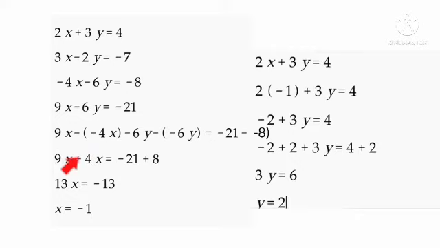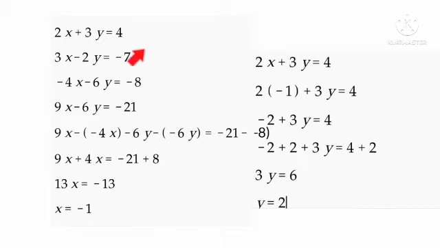So what we are going to do next is simplify. You know that minus times minus will give you plus. So we are going to have 9x plus 4x. Then negative 6y plus 6y will give you 0, so it will cancel out. You see our goal? We've achieved our goal now, which is to eliminate y. And we've been able to eliminate y.